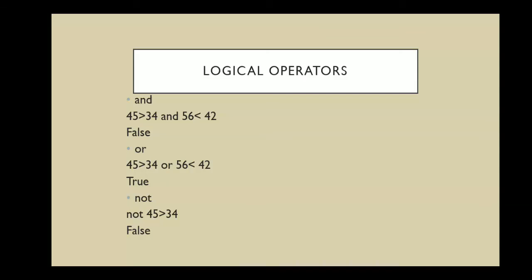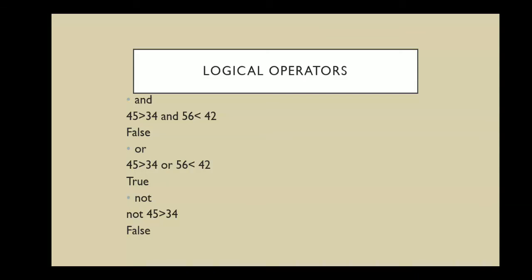In the example you can see 45 greater than 34. It is the correct condition, but 56 is less than 42. It is false, so it has returned false. But with the or, the same condition is applied and it is giving you true, because one condition is true, so it will return you true.